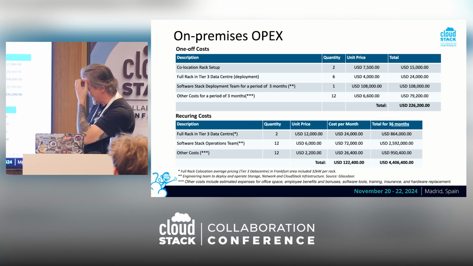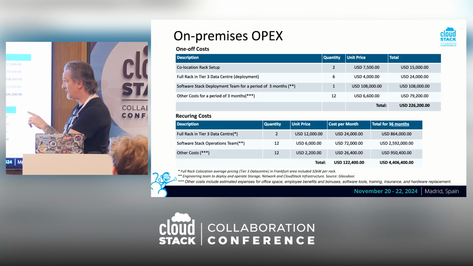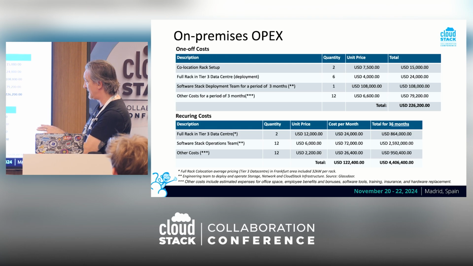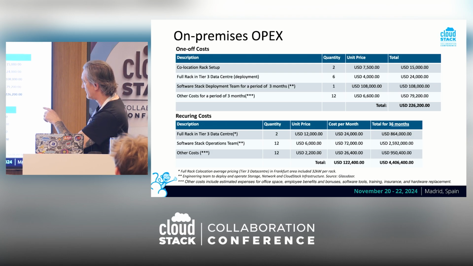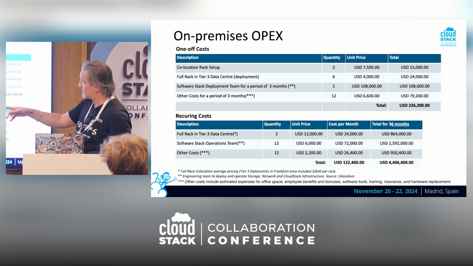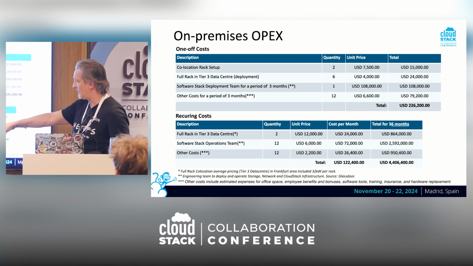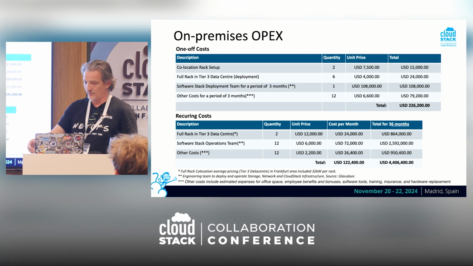So it's important to say that for the software stack operation and the software stack deployment, I am considering a salary for the team. I'm considering 12 team members in that case, with a salary from Glassdoor, based on Germany, of around 6,000 US dollars per month. And the other costs for both are office space, employee benefits, bonuses, software tools, and others.